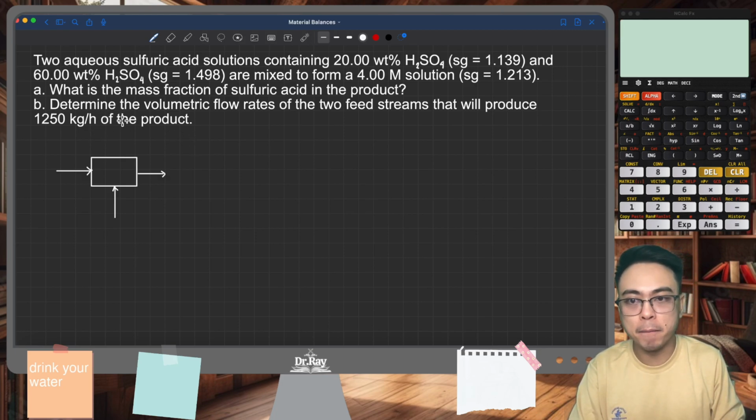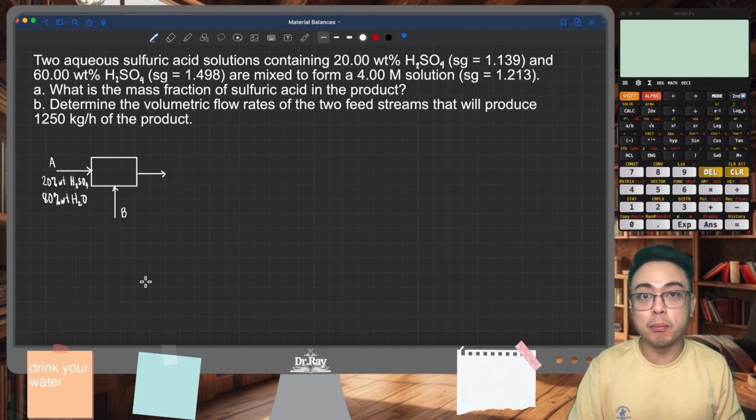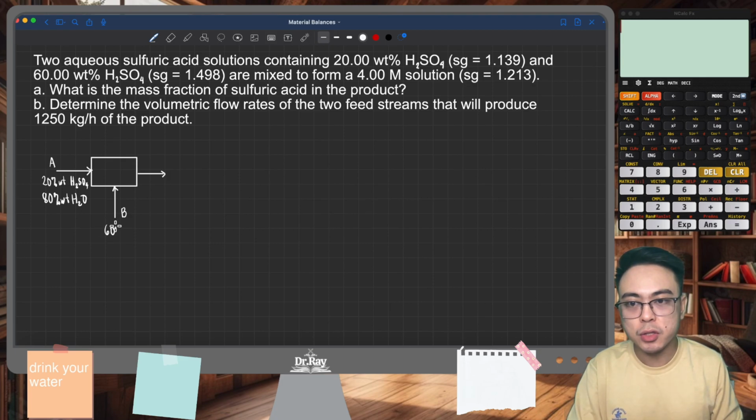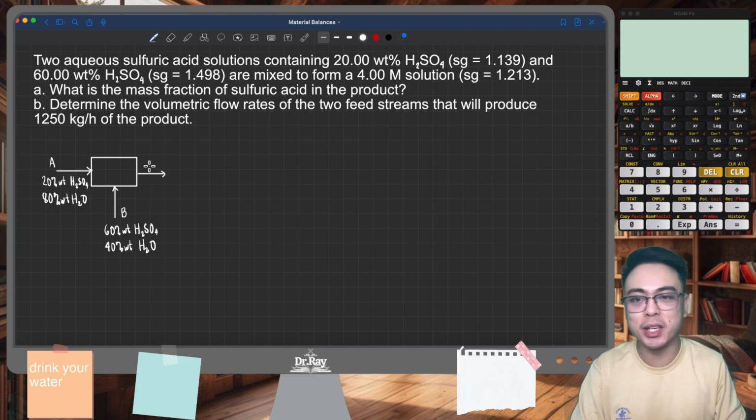So let me label my streams. I will call this stream letter A. This is my 20% by weight sulfuric acid solution. Of course, since these are aqueous solutions, the balance of this will be 80% water. My second inlet stream, I will call stream B. This is my 60% by weight sulfuric acid. The balance of this is 40% water. By the way, if you cannot tell, I'm writing this as we speak.